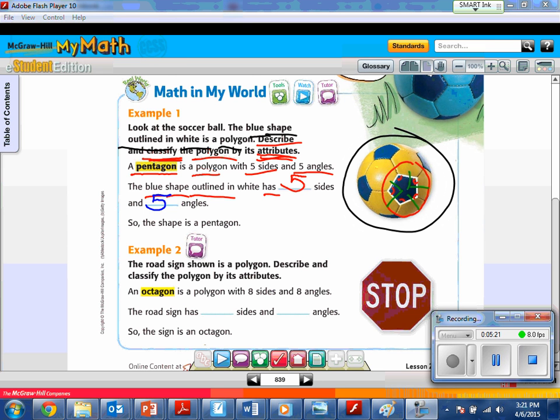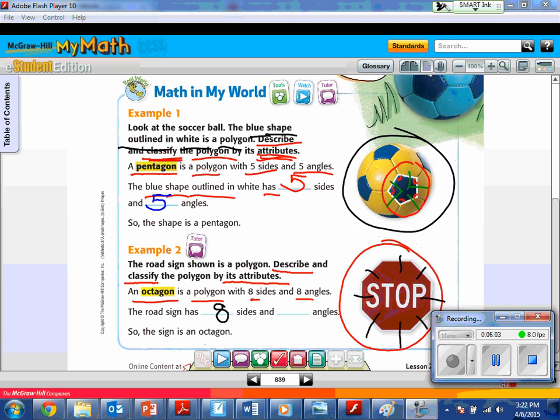Let's take a look at example number 2. It says the road sign, a very familiar looking road sign, shown is a polygon. We want to, again, describe and classify, meaning telling us what kind of a polygon it is, by its attributes, meaning let's look at its sides and let's look at its angles. An octagon is a polygon with 8 sides and 8 angles. So let's go ahead and figure out its attributes. We know that this road sign, let's count up the sides, has 1, 2, 3, 4, 5, 6, 7, 8 sides. Let's go ahead and put an 8 in there.